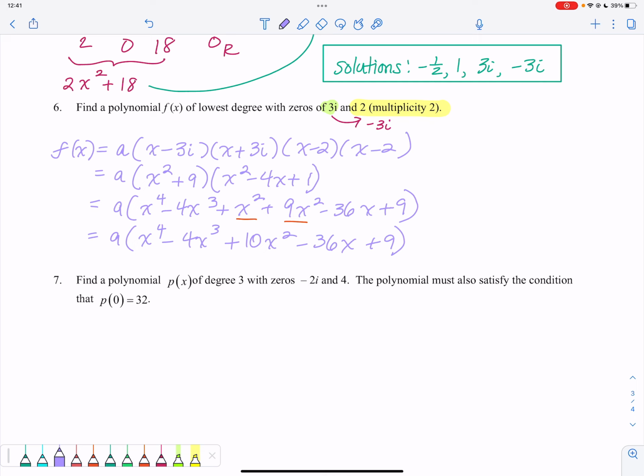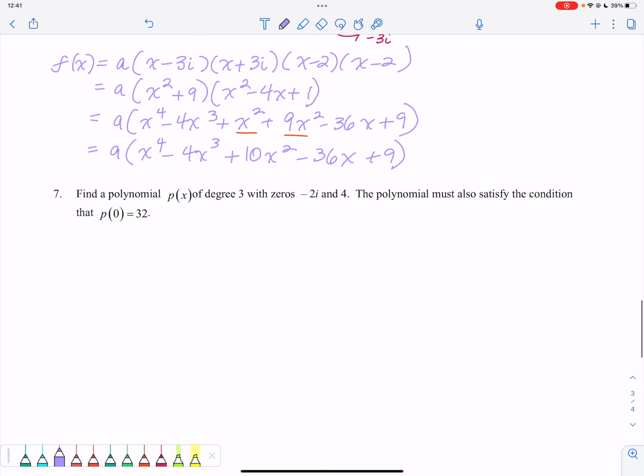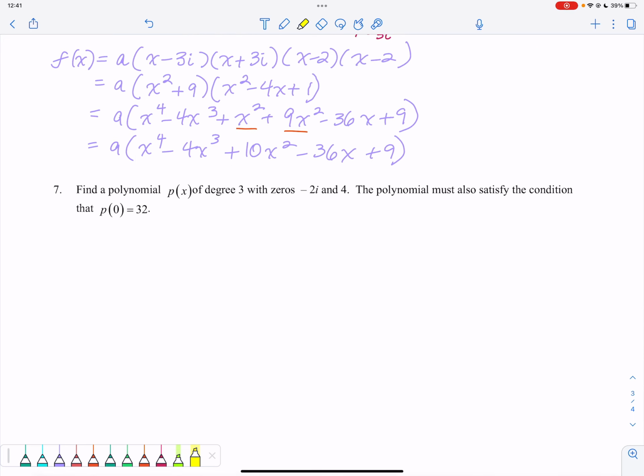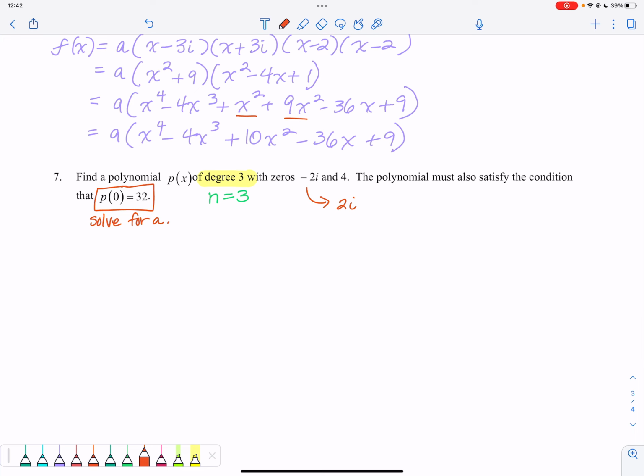Okay, number 7. Find a polynomial p of x of degree 3. So they've already told us that n is equal to 3, and they're giving us zeros of negative 2i and 4. So what do we know for sure? We also have another 0 of 2i. Now this is interesting because this is going to help us solve for a. So let's go ahead and set p of x up, and then we'll talk about that.